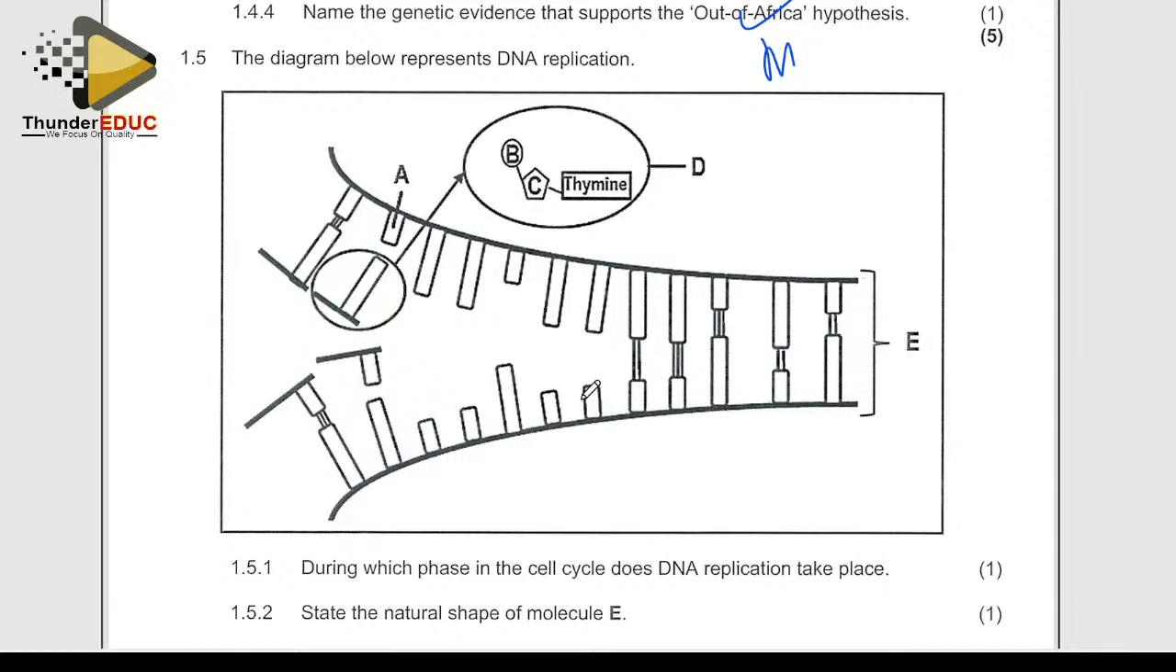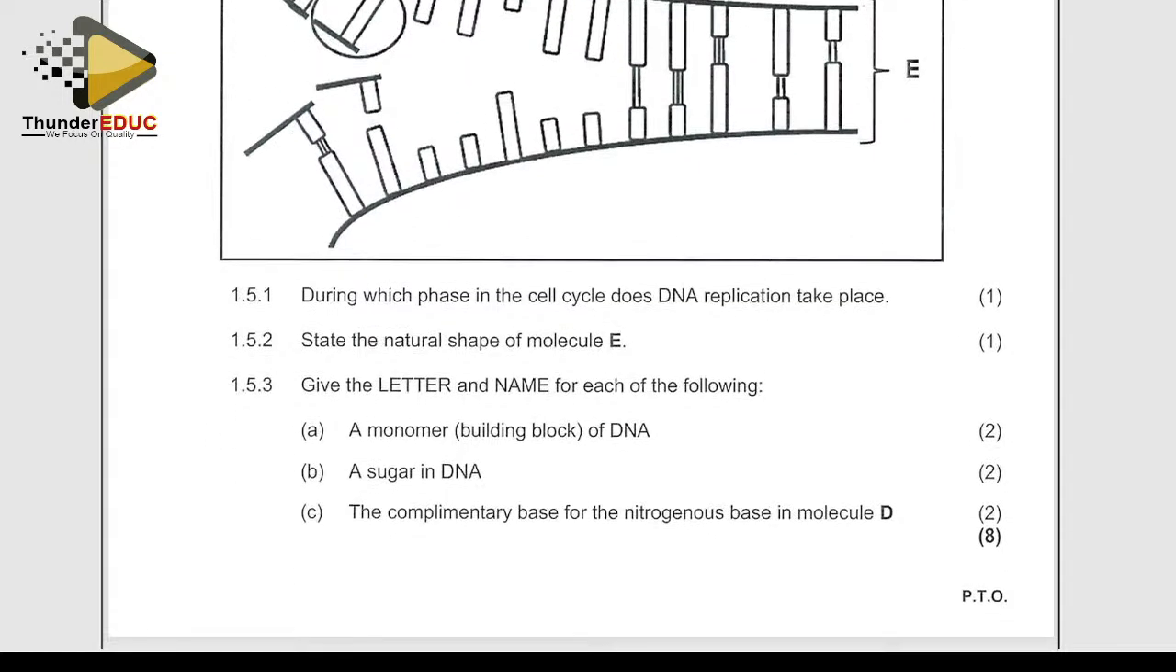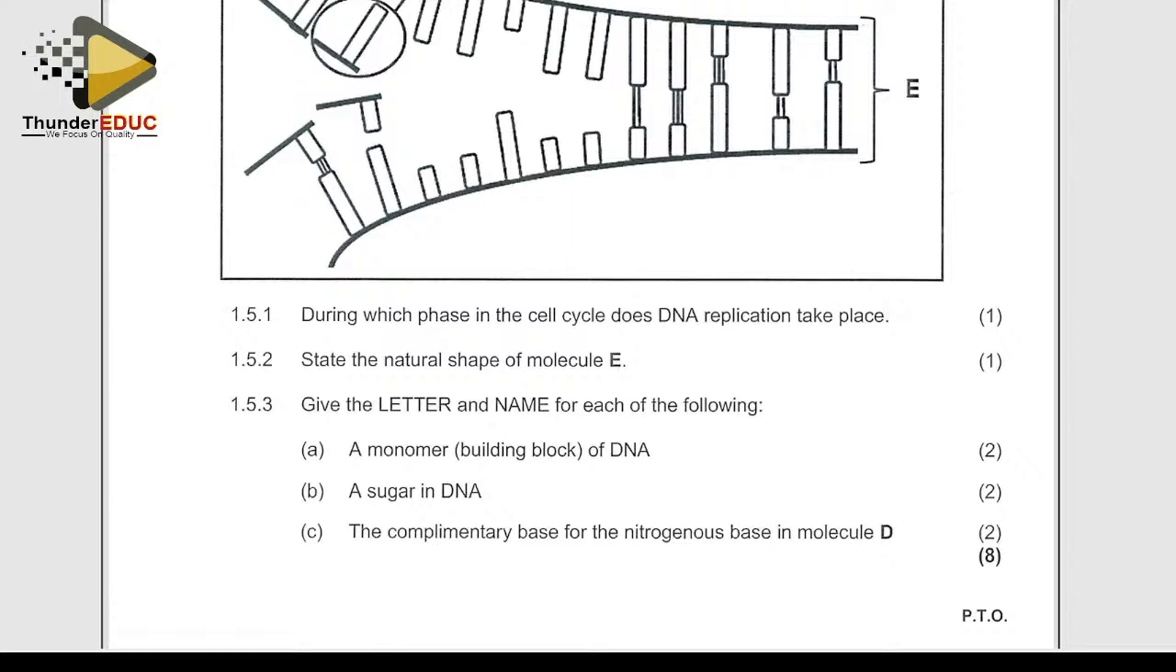Yes. They're saying the diagram below represents DNA replication. We did this several times. So they're saying, during which phase in the cell cycle does DNA replication take place? What they did is those questions I told you yesterday is what exactly they brought here. So the phase of the cell cycle is interphase.